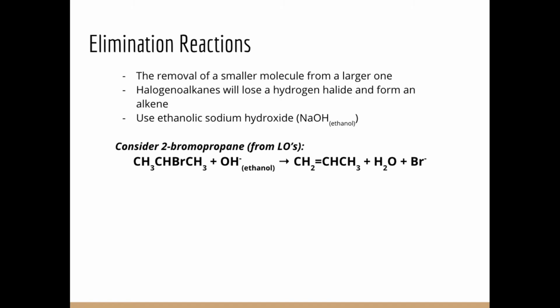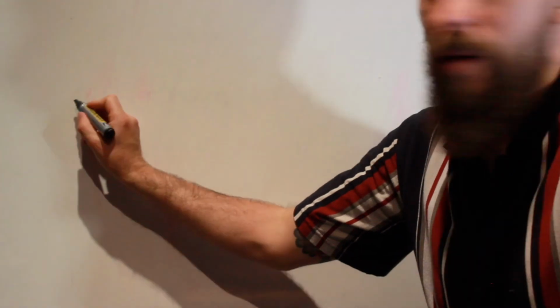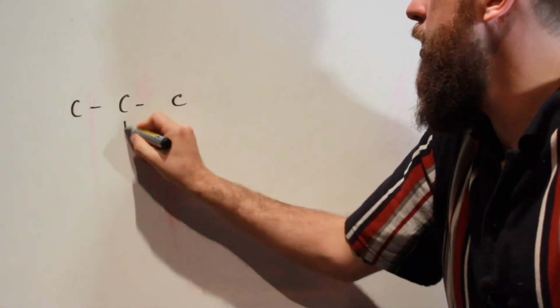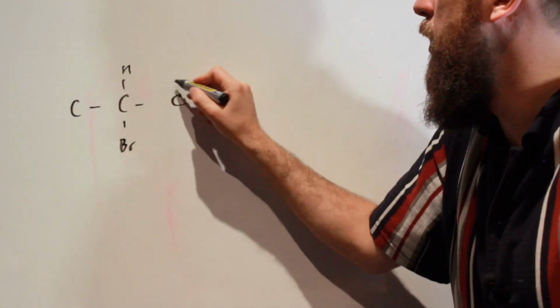2-bromopropane, elimination to get propene. Let me draw this up here in a displayed formula. So we have a 2-bromopropane, 1, 2, 3, bromine, like so.